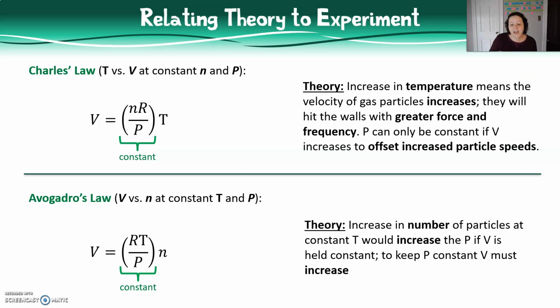So again, initially this would cause an increase in pressure if we were holding the volume constant. But if the pressure is what needs to be held constant, then that extra frequency of the collisions is going to cause the volume to expand to offset that greater frequency of collisions and the increased number of particles. And so by the end of this, we should see a greater volume, but still have the pressure being held the same as the beginning.